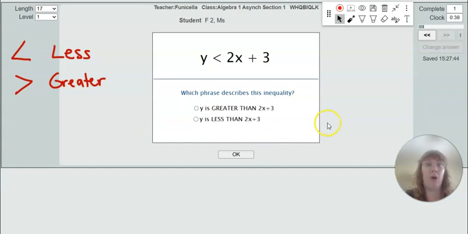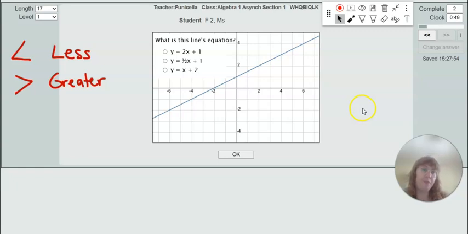For the second question, we have y blank 2x plus 3. This symbol is matching our less than symbol. Beautiful, hit OK. What is this line's equation?